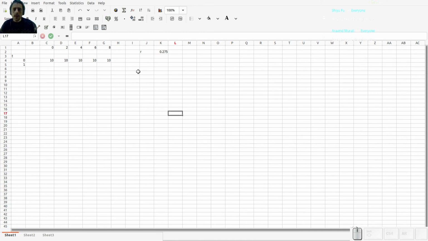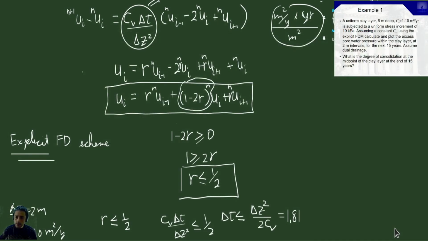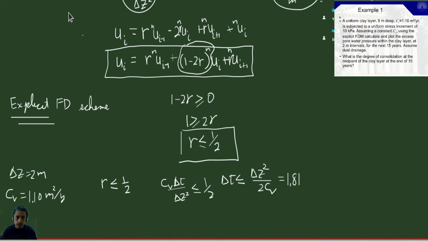Okay, so with the value of R defined here, it's smaller than 0.5, so we're good. Always something you want to check. Now the boundaries are at 0 and at 8 meters, and what we know is that instantaneously after starting, the value will go to 0, right? Because that's what happens at the boundaries.